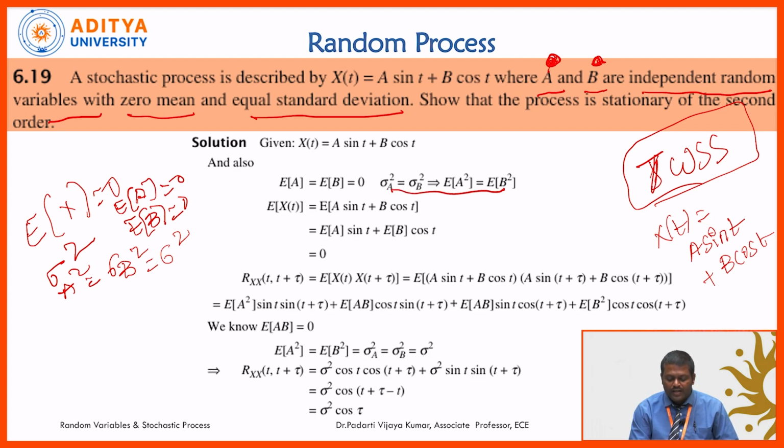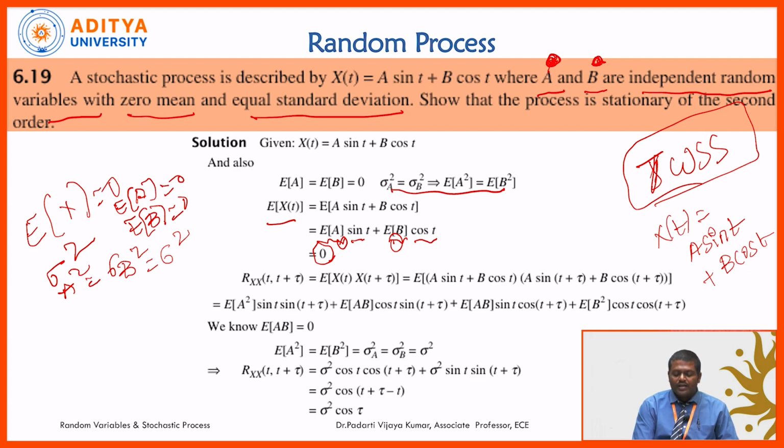Now, let us verify whether it is stationary of order 2 or not. First, we compute the mean value of the given random process. Expectation of A sin t plus B cos t. I can write this as expectation of A into sin t plus expectation of B into cos t. Expectation of A is given as 0, expectation of B is given as 0. Overall value will be 0.